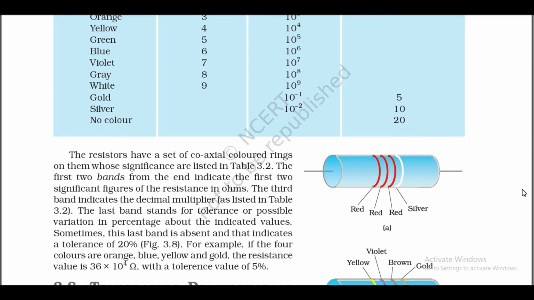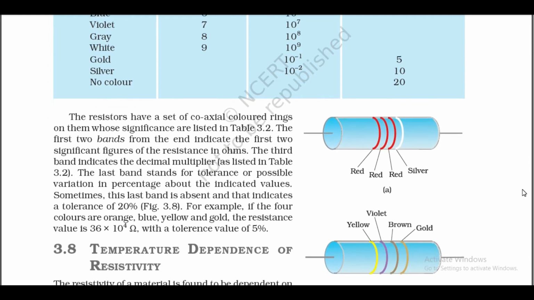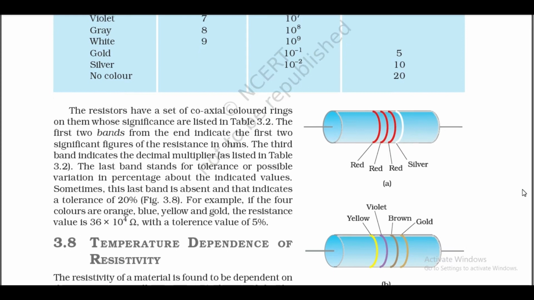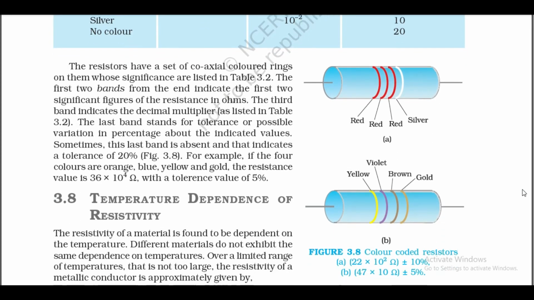For example, if the four colors are orange, blue, yellow and gold, the resistance value is 36 × 10^4 ohm with a tolerance value of 5%.